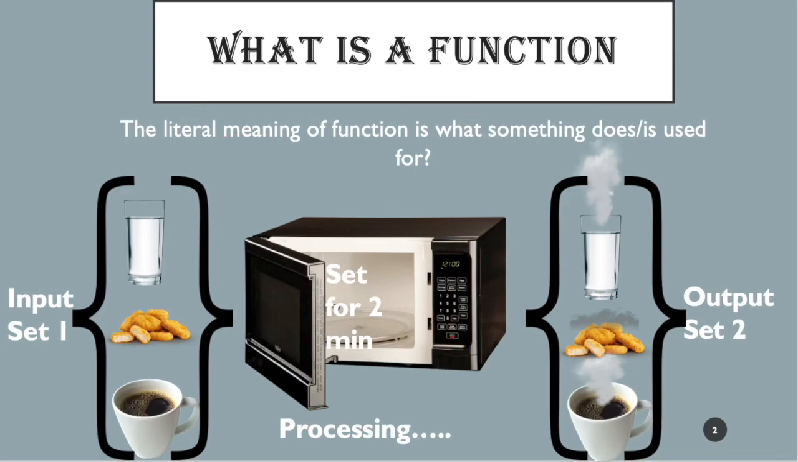The set of items you get after the processing is complete is called the output set. So the time set for cooking is the rule that decides what items can be input and what would be the corresponding outputs. Now, how can we relate this to a mathematical function?